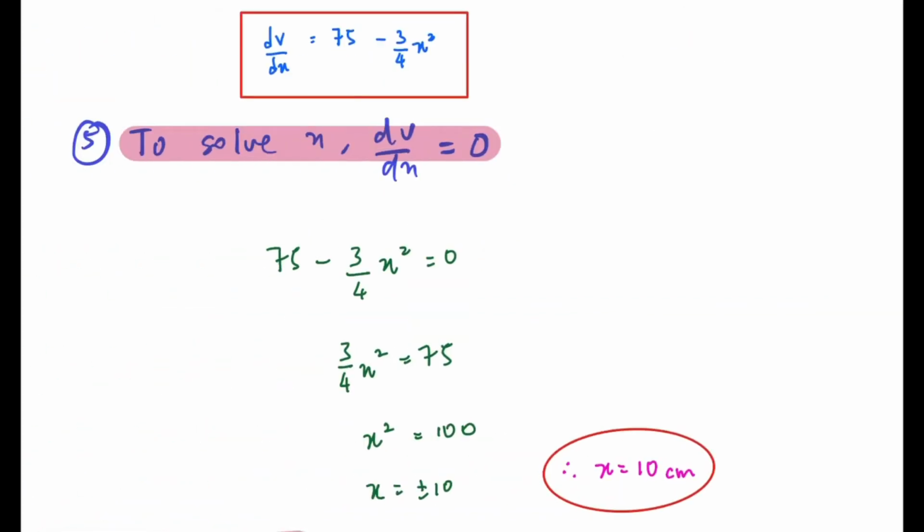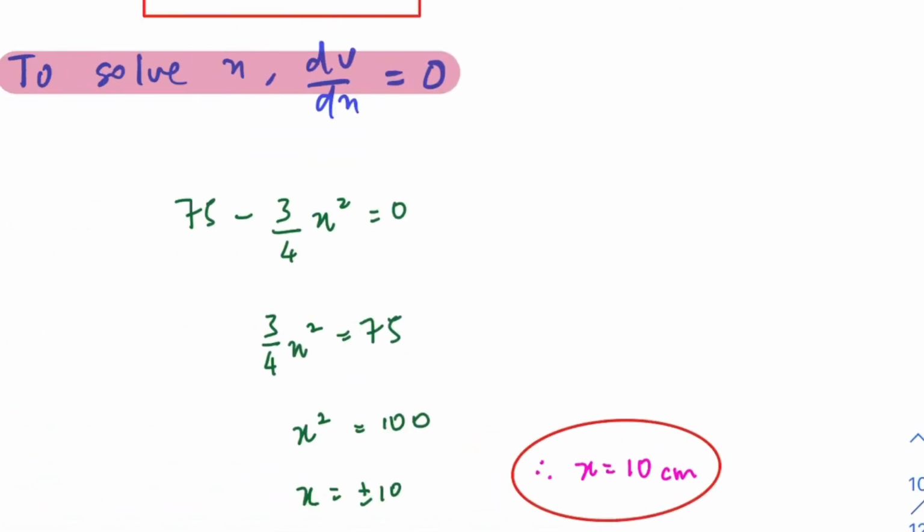In order to get the critical point, let us equate the first derivative to 0. So 75 minus 3 over 4 x squared, equate it to 0. Bring 75 here and eliminate the minus sign. And then cross multiply 4, divide by 3. x squared is 100. Therefore, x is plus minus 10. So be careful. Do not take the negative sign. Length must be always positive. We have mentioned this before. Therefore, we can conclude that our x is equal to 10 cm.